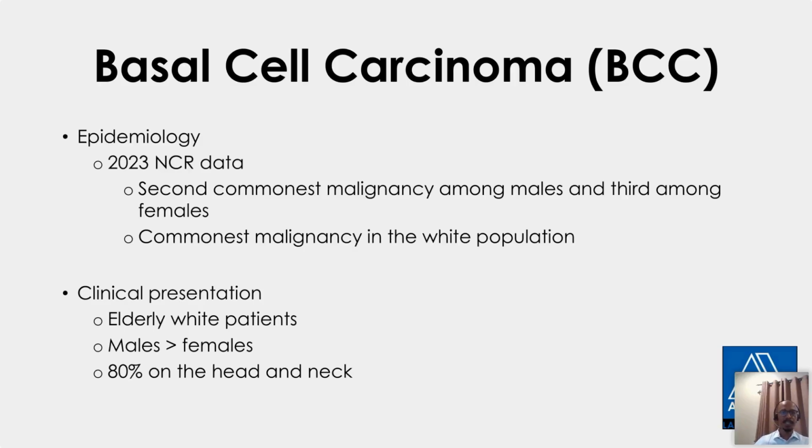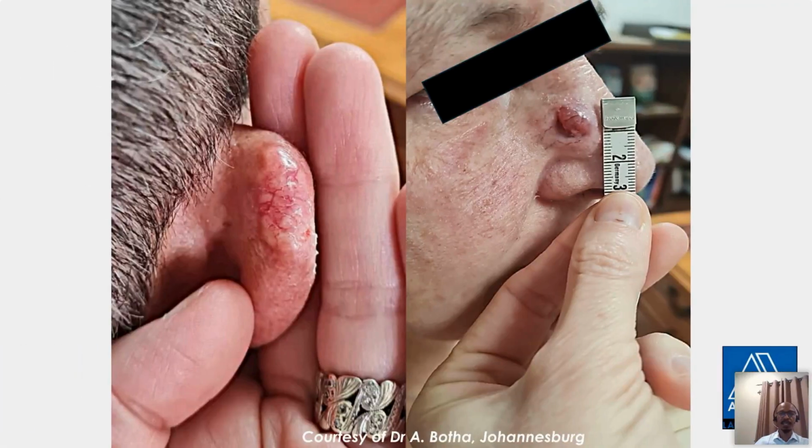In South Africa, it's the second commonest malignancy amongst males and the third commonest amongst females. And in the white population, it is actually the commonest malignancy. With regards to its presentation, these are usually in elderly white patients, and the males are affected more than the females, and 80% of these tumors are located on the head and neck areas.